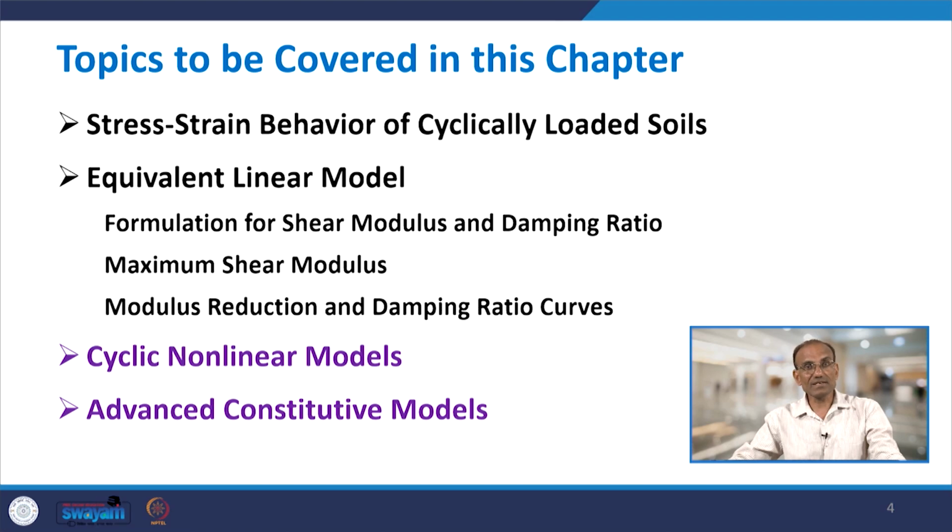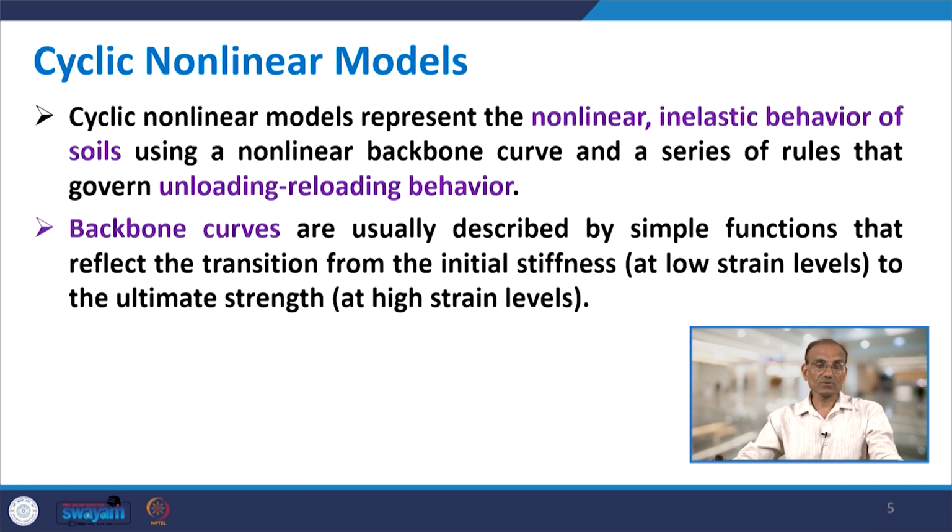And in this chapter, what we have already covered is listed on the top in black, and in violet color are cyclic nonlinear models and advanced constitutive models. We are going to cover these two topics. So, basically we have already covered stress strain behavior of cyclically loaded soils, and we also talked in detail about equivalent linear models. Today we are going to talk about the advanced constitutive models, which consist of two parts. One is cyclic nonlinear models and the second one is advanced constitutive models.